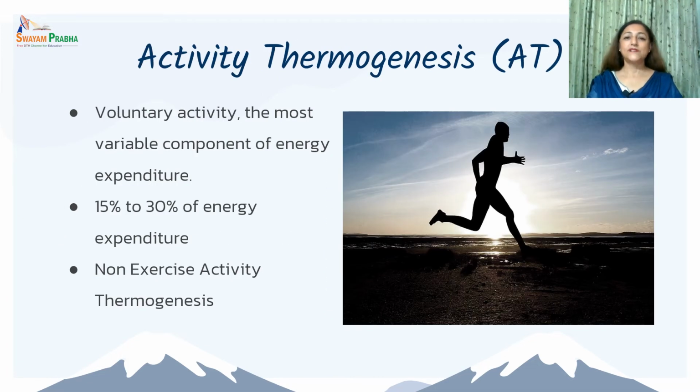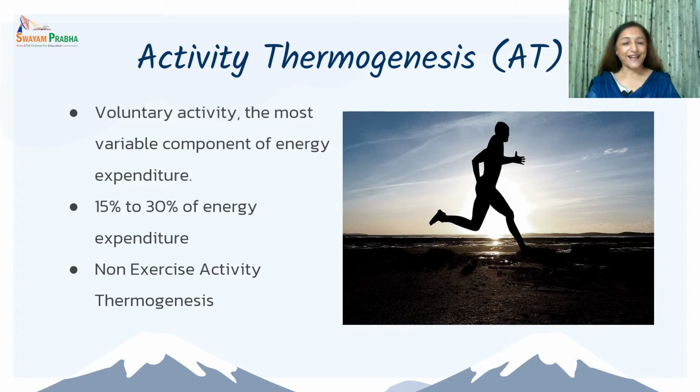So this was the first component of energy expenditure. Let's talk about the second component of energy expenditure. This is known as activity thermogenesis. This is the most variable component of energy expenditure. This is the amount of energy which we spend to carry out the voluntary activities of our body. Now, this can range anywhere from 15% to 30% of our total energy expenditure.